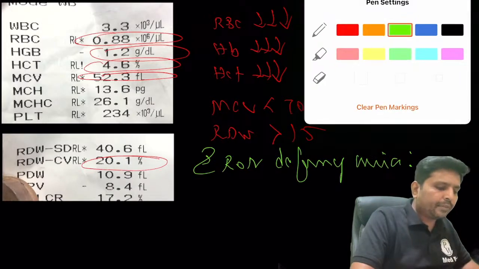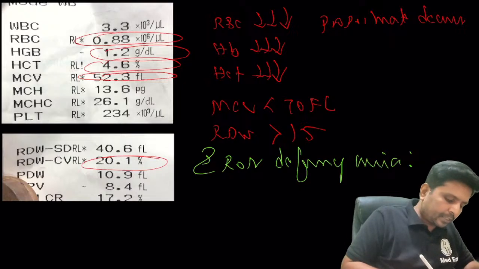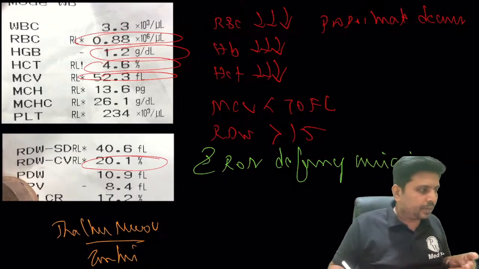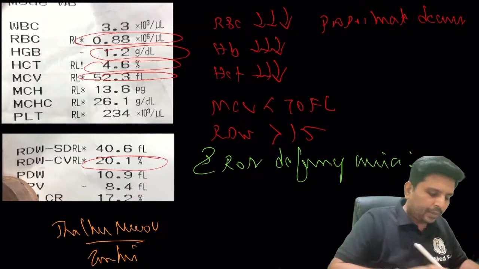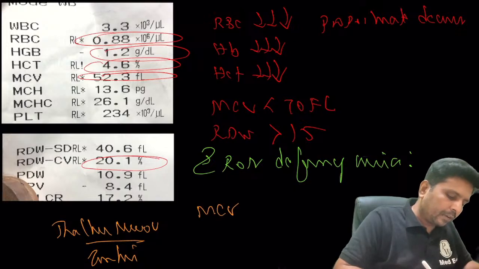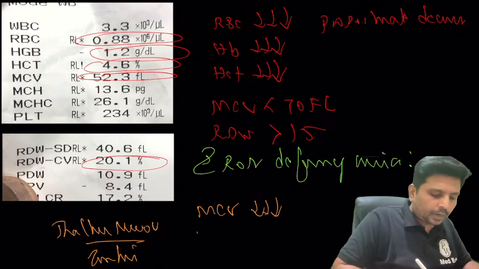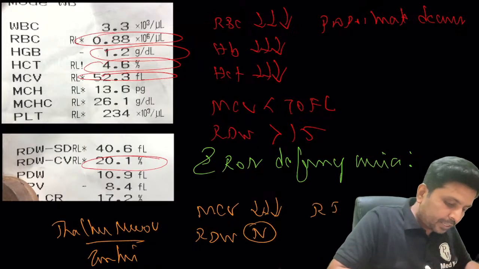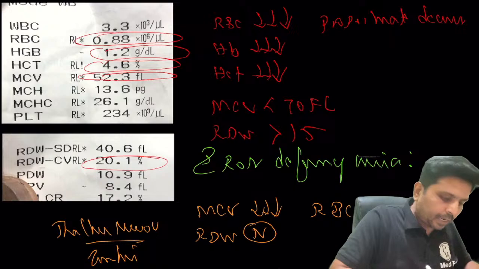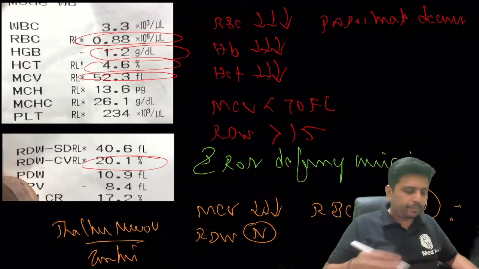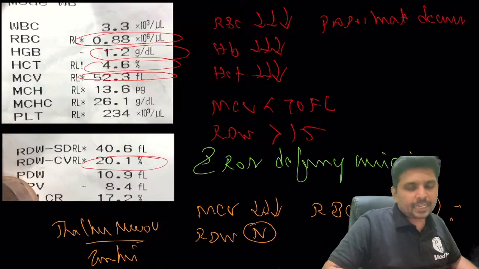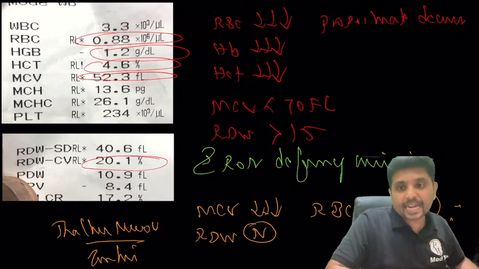How to differentiate it from thalassemia, that is thal minor or intermedia? Very simple. The MCV in thal will be low, RDW will be normal. Remember, RBC number will be normal, unlike iron deficiency anemia. That's it. The disease in this case is thalassemia, and this is iron deficiency anemia.